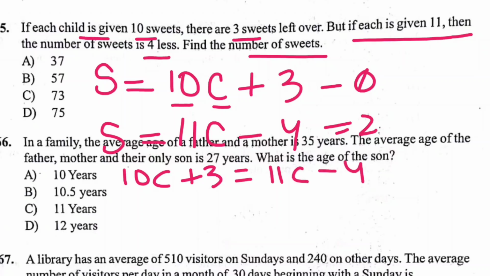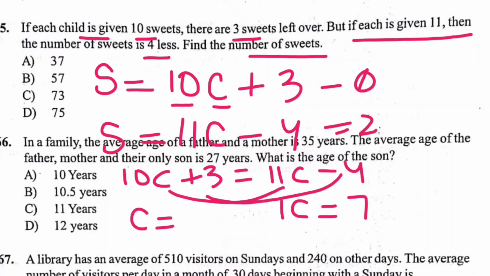Solving for C, transpose this here. So we get 11C minus 10C is equal to 1C will be equal to, so transpose it here, it gets added, because the sign changes when we transpose from LHS to RHS or vice versa. So 4 plus 3 is 7. So the total number of children is equal to 7.